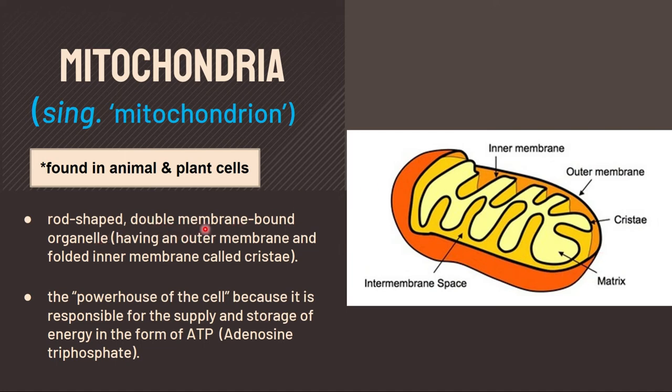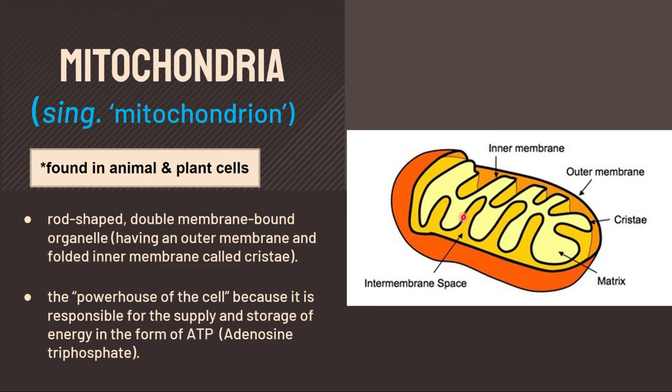And it is a double membrane-bound organelle. So, what is the meaning of double membrane-bound organelle? It has two membranes. We have here the orange part, that is the outer membrane. And then, we have here the yellow part, which is folded, we call that the inner membrane of the mitochondria.